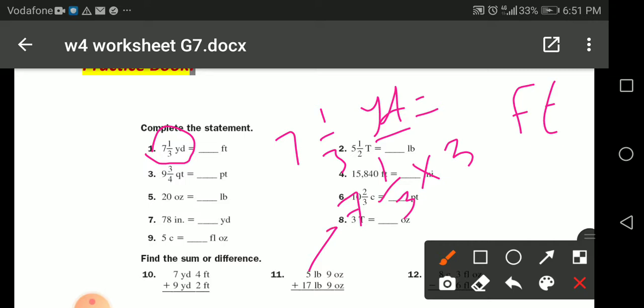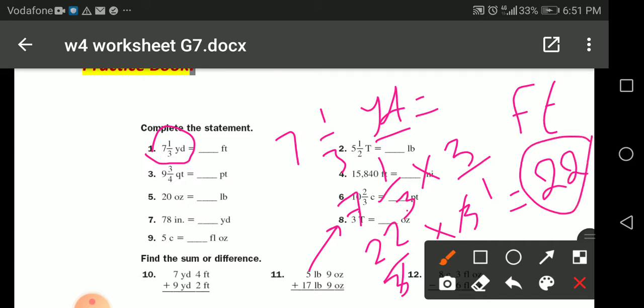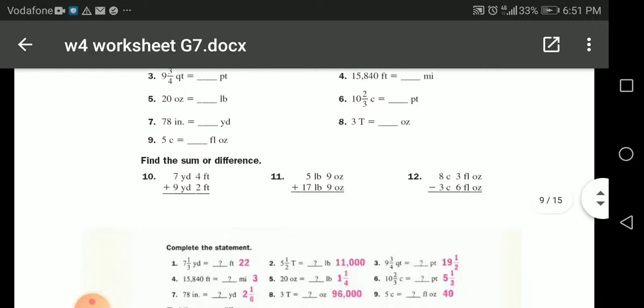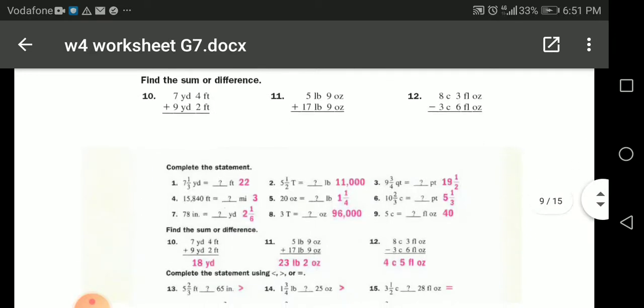Here I want to convert. Okay, 3 times 1 is 3, and 7 over 3, multiplied by 3. So 3 will cancel with 3, and 7 times 3 is 21. 21 is the answer. Okay, guys? So let's do another kind of question.